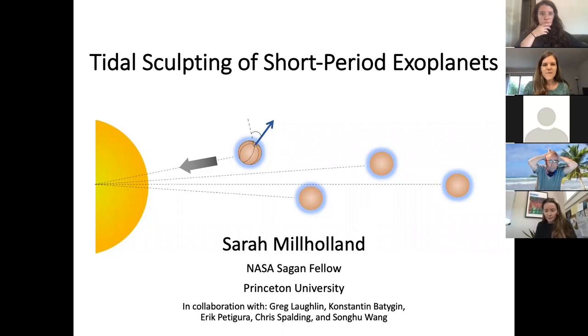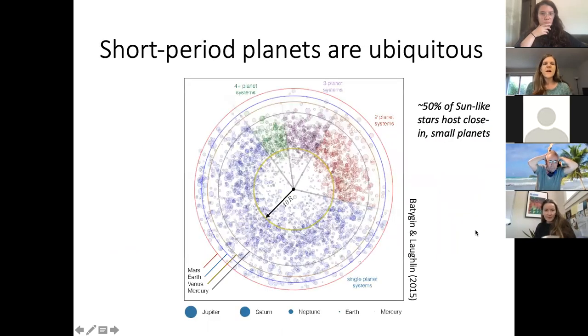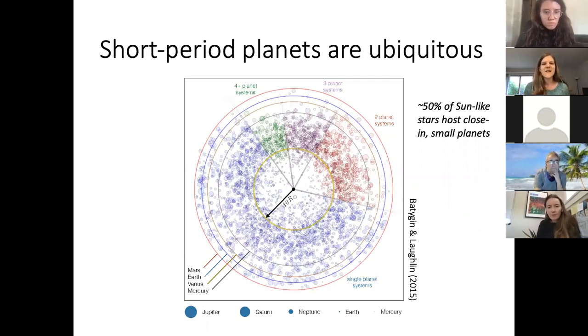So, all right, I think that still one of the most remarkable discoveries in the field of exoplanets thus far is the realization that roughly half of sun-like stars are accompanied by these close-in small planets with orbital periods ranging from days to months. And I'm really interested in this population because they represent such a large fraction of extrasolar systems, but also because they enable some of the best physical characterization.